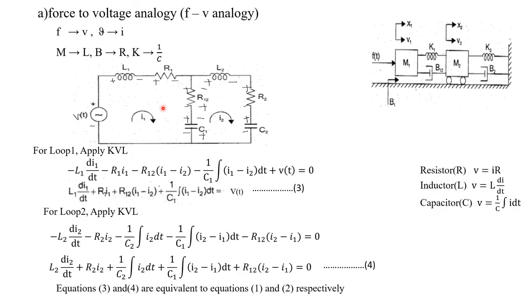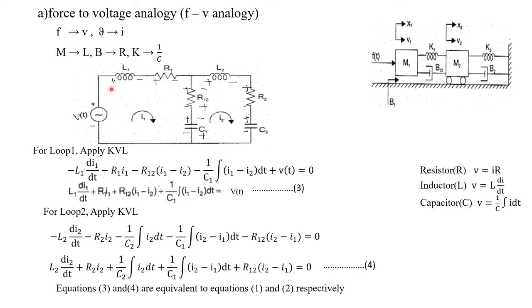Now we have to write the loop equation by using Kirchhoff's voltage law. Here we have 2 loops, isn't it? So this is loop 1 and this one is loop 2. In the first loop, loop 1, we are going to apply Kirchhoff's voltage law. To apply it, we should know the voltage drop across each and every element. I have given the formulas for the voltage drop across the resistor, inductor as well as capacitor. By knowing these formulas, we can easily write the voltage drop here.